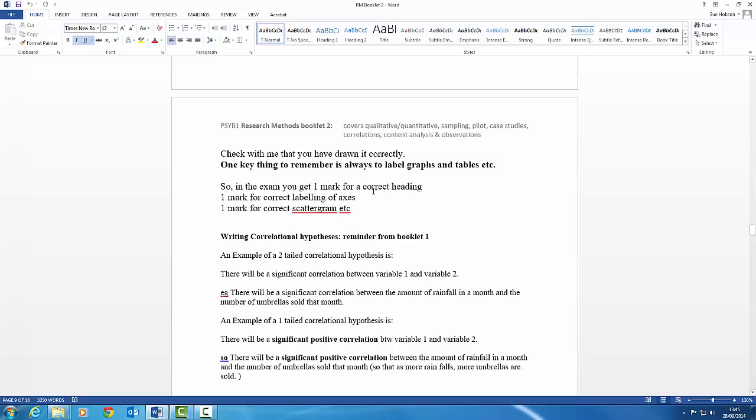So we get a mark for the heading, a mark for correct labeling of axes, and then a mark for some sort of correct looking scattergram. That means basically just for labeling it you get 2 out of 3 marks, so it is really important you don't throw those marks away. Those can definitely be the difference between a whole grade, so watch out for that.